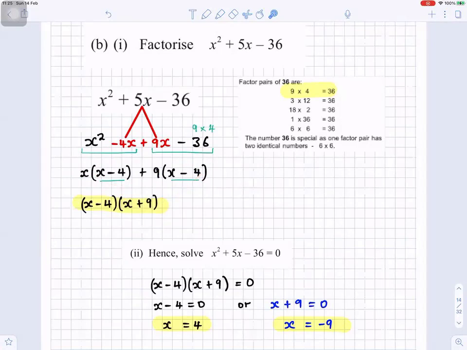Hence, solve x squared plus 5x minus 36 equals 0. So we write that x minus 4, x plus 9 equals 0. So either x minus 4 equals 0 or x plus 9 equals 0. And if you take minus 4 to the right, it becomes plus 4. And you take plus 9 to the right, it becomes minus 9. So your two answers are x equals 4 and x equals minus 9.